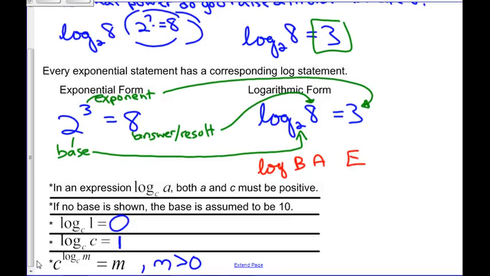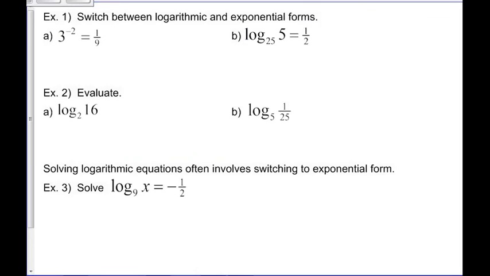Okay, so we want to be able to switch forms here. Let's practice that. Switch between logarithmic and exponential forms. We have 3 to the negative 2 equals 1/9. So right here, the base is 3. So when we go to log form, we want base first. Base, answer, exponent. The base would be 3. The answer from exponential form would be 1/9. And the exponent would be negative 2. And that's saying the same thing. It's saying 3 to the power of negative 2 is 1/9.